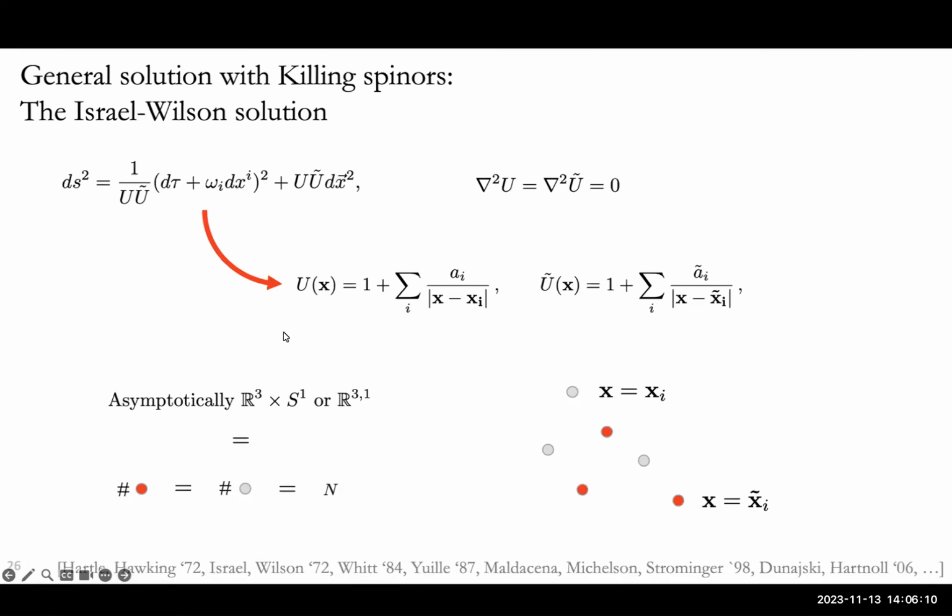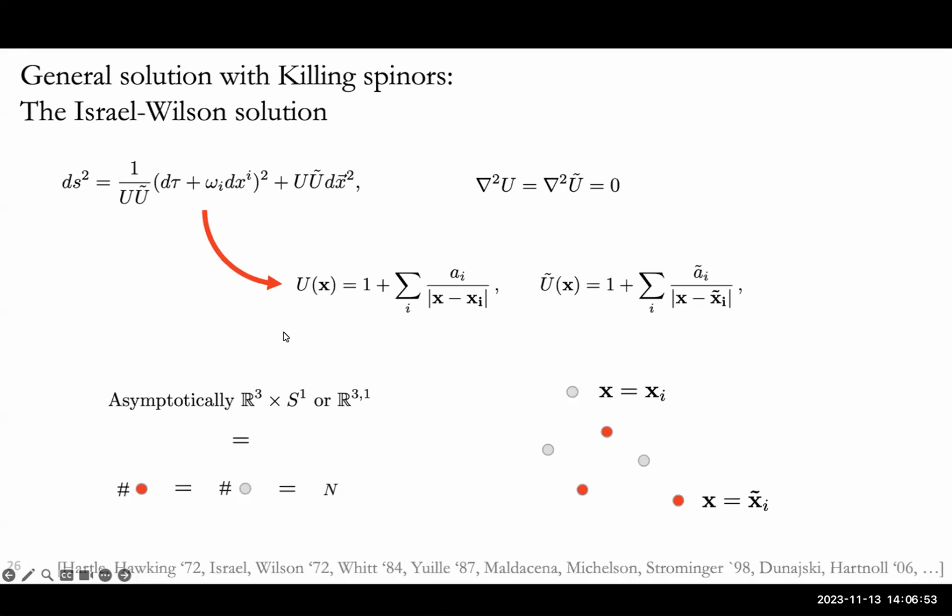This was done by Tod, who I think I forgot to mention, in the 80s. And one finds that the solution has to take the following form, where U and U tilde are a set of functions that have to satisfy these equations. Because they satisfy these equations, they need to be harmonic functions that can have poles at locations xi and xi tilde. I'll call the poles of U north poles and the poles of U tilde south poles. North poles I'll represent with red, south poles I'll represent with gray.